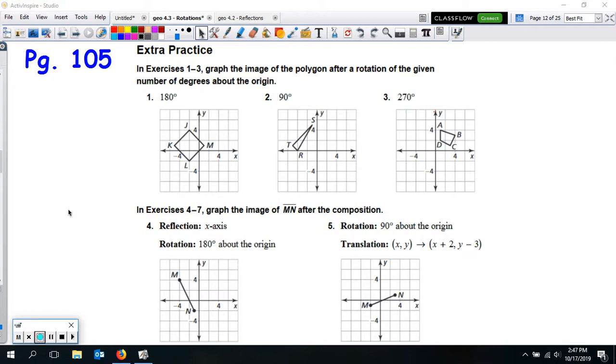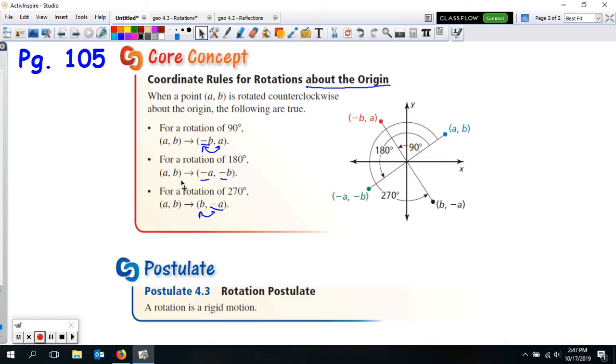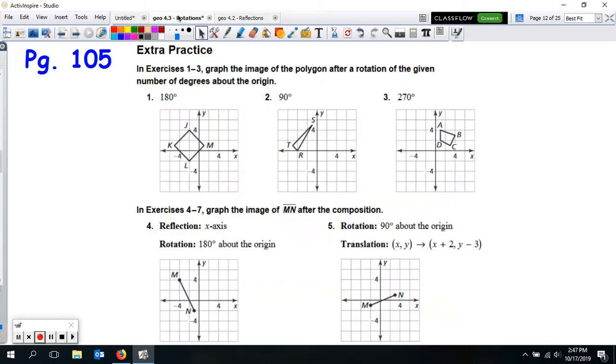So we're going to go back to our core concept all the time and just remember what these were again. We've got to remember what we're going to do to our ordered pairs. But first, we've got to get the ordered pairs. We need to know what the ordered pairs for each vertex are, which is the J, the K, the L, and the M. And let's take a look at our coordinate plane, see how it's numbered.